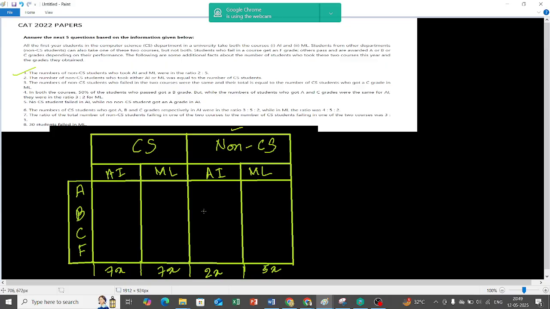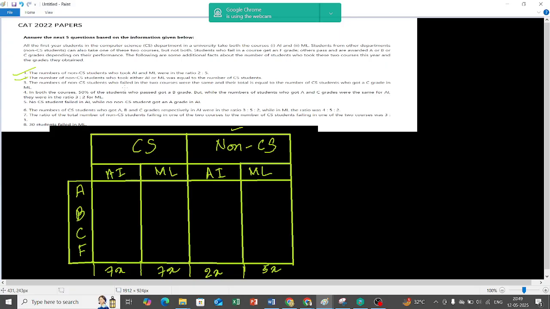Okay, so the number of non-CS students who took AI and ML were in the ratio 2:5. So that means 2x and 5x. And that is equal to the total number of CS students who took AI and ML, that is 7x. Okay, that is what this information 2 means.